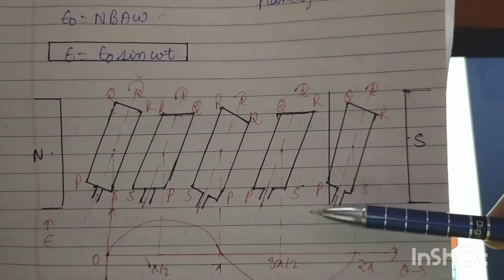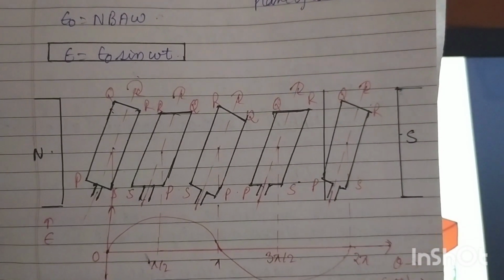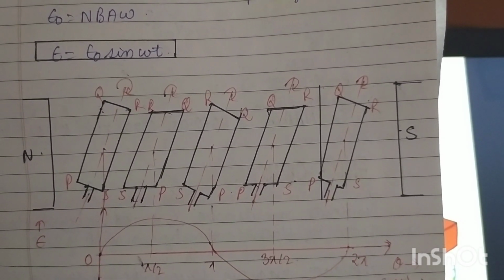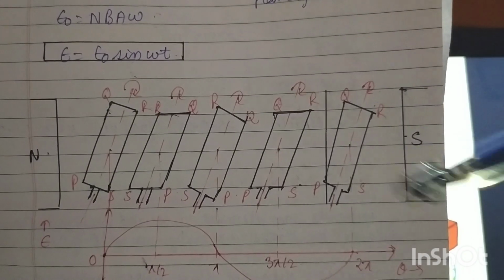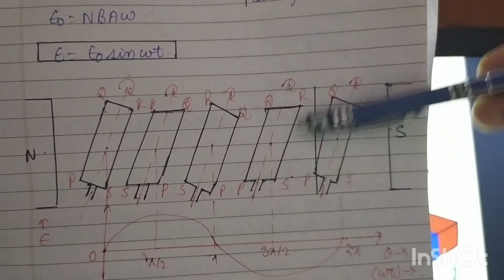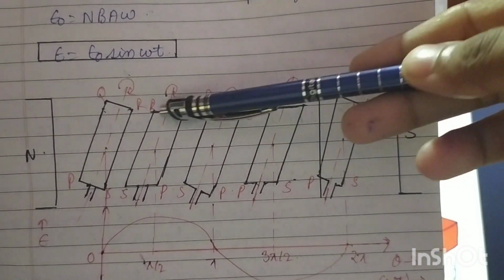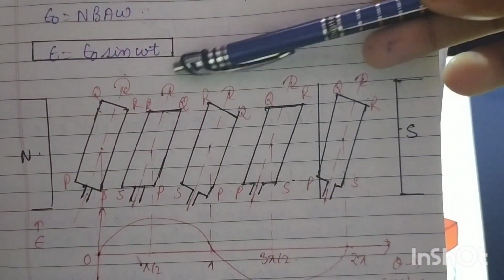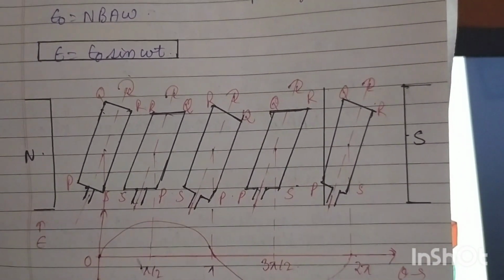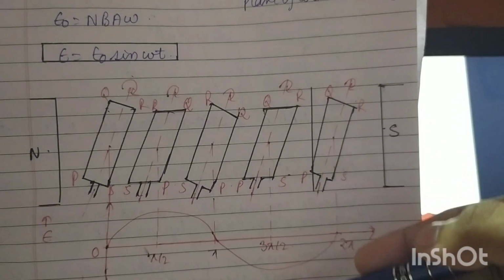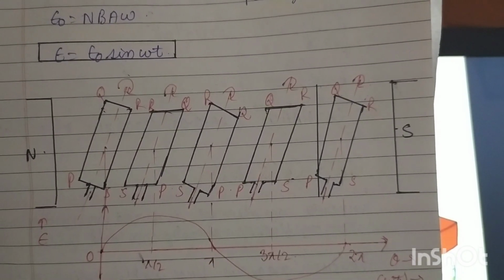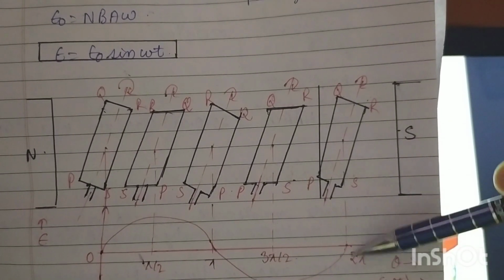And similarly, when this value becomes 3 pi by 2, that means maximum in the opposite direction. Here we will again get maximum, but in the opposite direction. Why? Because now the orientation of this coil PQRS is exactly opposite to the orientation of the other coil. So we will again get maximum magnetic field, but in the opposite direction.